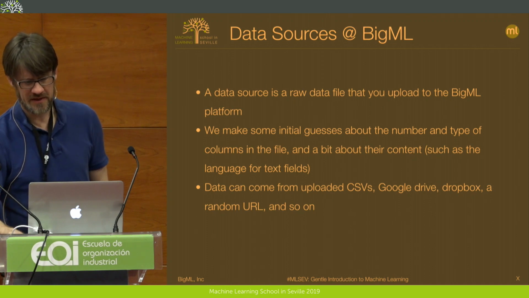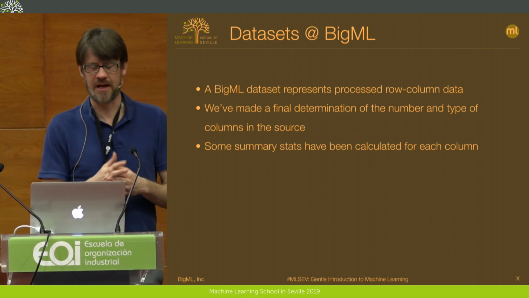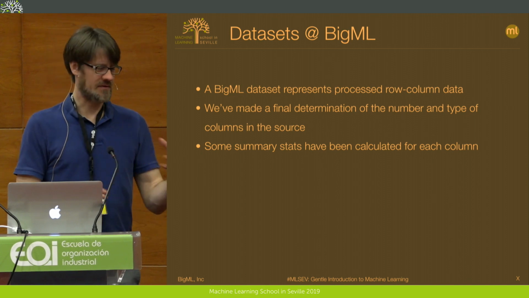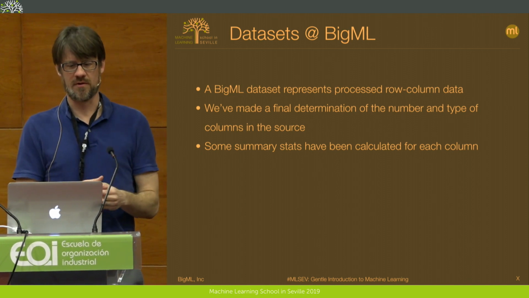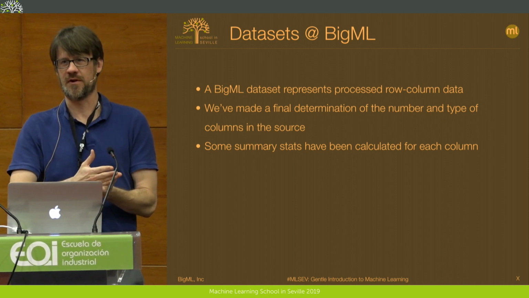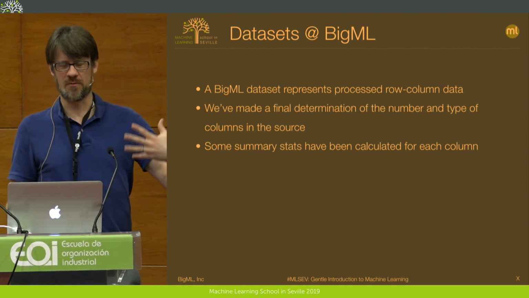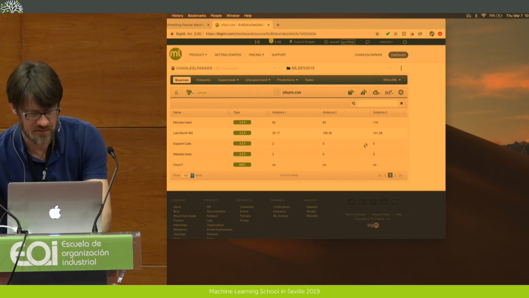And then the next thing you do after you have a data source is you create a data set. What a data set is, basically, we're going to make a pass through all of the data in that data source, and we're going to finalize our estimation of what the columns are, what languages for text fields we have, what the formats of different numbers are, and also we'll collect some summary stats about each of these fields. So I'll just do that so you can see it.